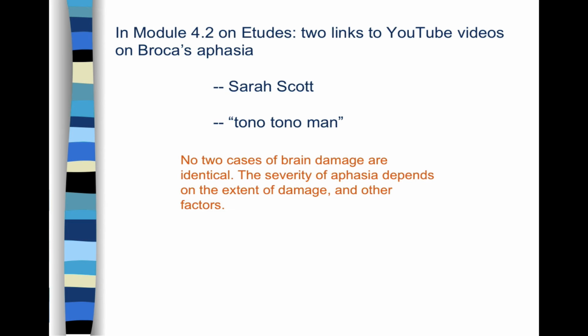Now, no 2 cases of brain damage are identical. The severity of aphasia depends on the extent of damage and on other factors. So you will not find 2 people who have the exact same results of Broca's aphasia. Sarah doesn't have it as badly as Tono Man. Tono Man is not doing quite as badly as Tan, Broca's original patient. So no 2 cases are the same, and other factors are such, for example, the age of the person, the extent of medical help that they get, and physical therapy that they get, and speech therapy. So these things also play a role.